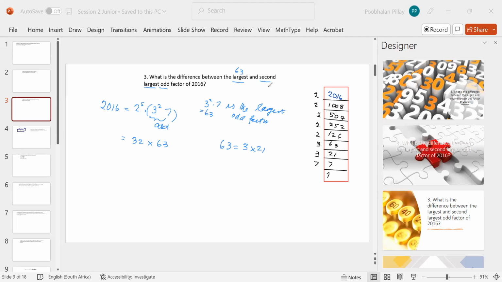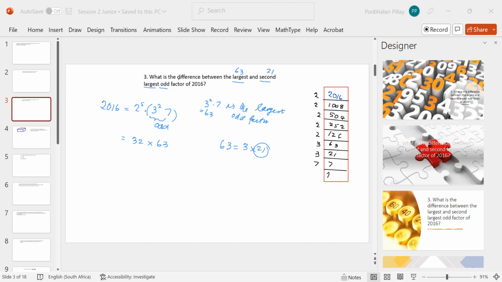Now what is the second largest odd factor? So if you take 63, you want to take its largest factor, apart from 63, and you will see that you have to remove the smallest factor, which is 3. 63 equals 3 times 21 to get the largest factor. So the second largest factor is 21.